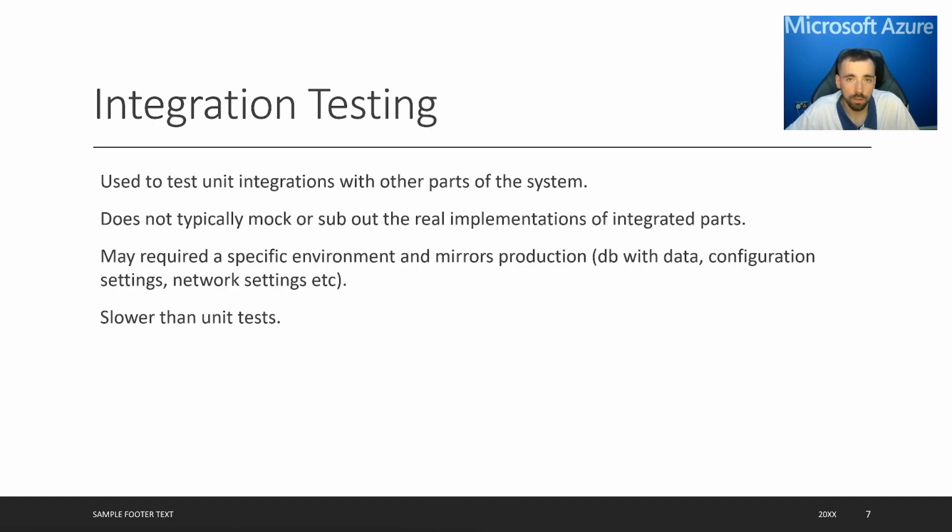And they are slower than unit tests, of course, because of those external dependencies. With unit tests, we're aiming for them to really run in milliseconds, whereas integration tests are slower, and that's why we don't have those infrastructure dependencies as part of unit tests, because they're designed to be quick.